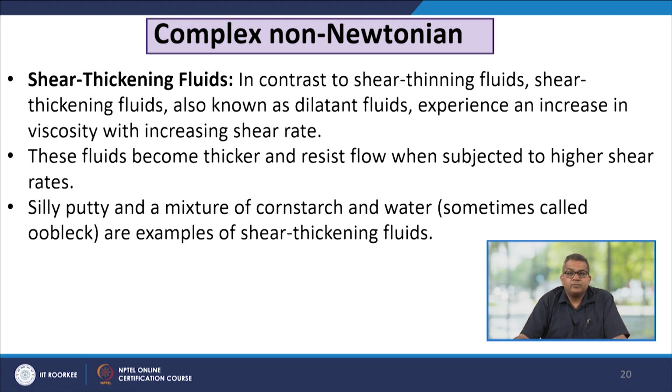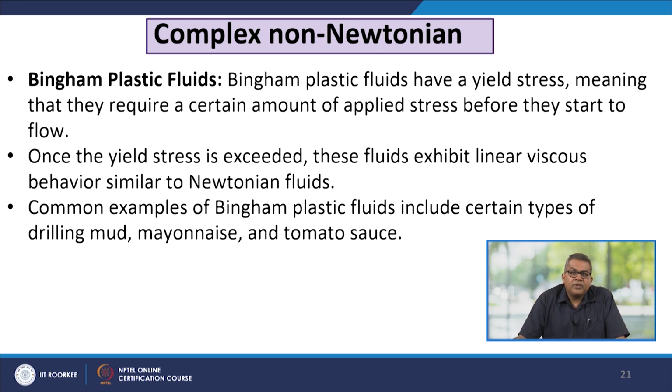Then shear thickening fluids. In contrast to shear thinning fluids, shear thickening fluids, also known as dilatant fluids, experience an increase in viscosity with increasing shear rate. These fluids become thicker and resist flow when subjected to higher shear rates. Silly putty and a mixture of cornstarch and water, sometimes called oobleck, are examples of shear thickening fluids. Bingham plastic fluids have a yield stress, meaning that they require a certain amount of applied stress before they start to flow.